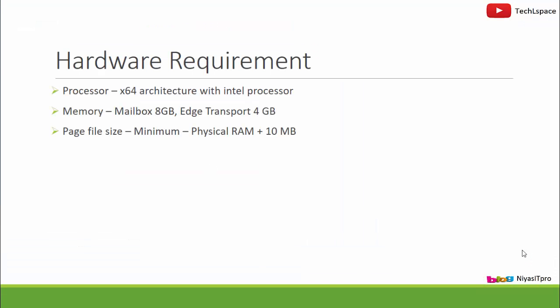I'm not going to talk to you more about hardware requirement in this demonstration. Here are the minimum requirements, like a processor of 64 architecture with Intel, memory for Mailbox server minimum of 8 GB, Edge Transport server minimum of 4 GB. I have a very good document explaining the sizing of hardware for Microsoft Exchange 2016, so I advise you to go through it. That will cover more detail if you are in a position to size hardware requirements for Microsoft Exchange Server.